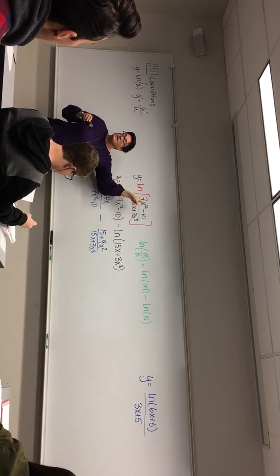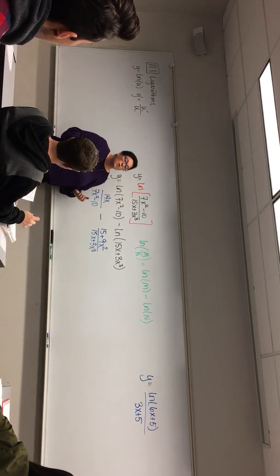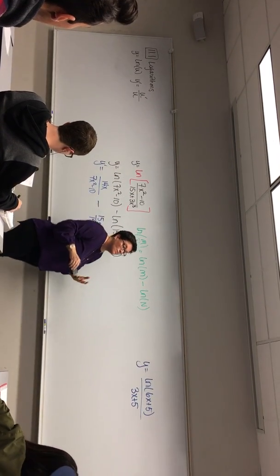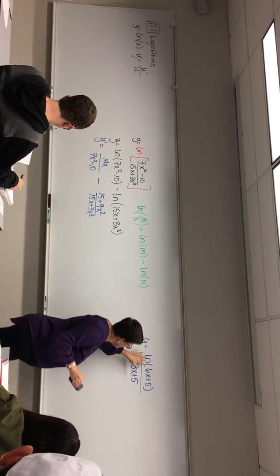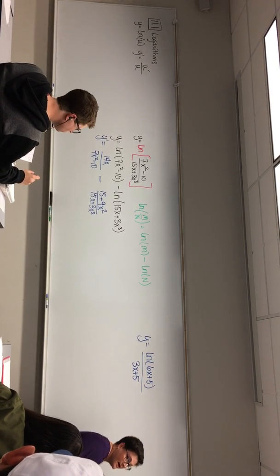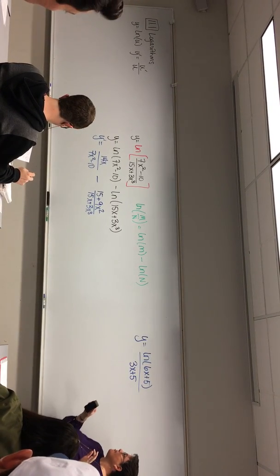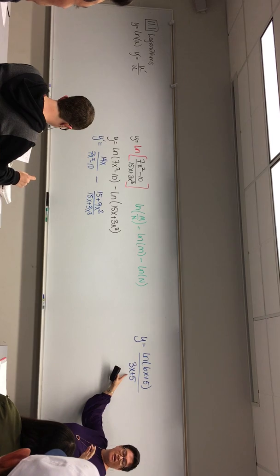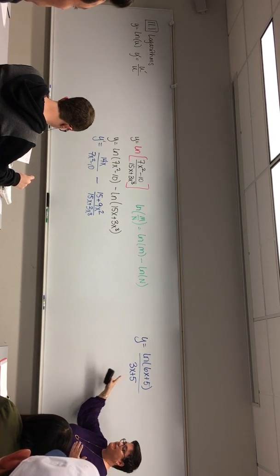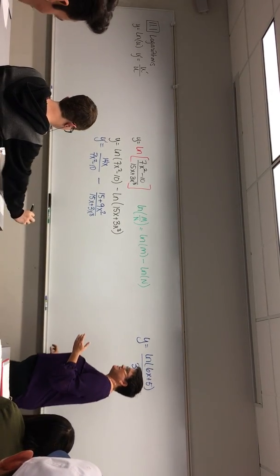Do you guys see that? This is why parentheses are so important. The placement of them tells you what's tied to what. So here, we have natural log of just 6x plus 5, right? On the denominator, we have 3x plus 5. And I keep thinking 6.